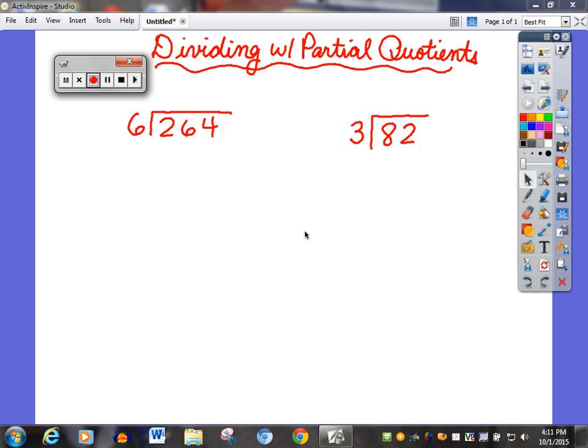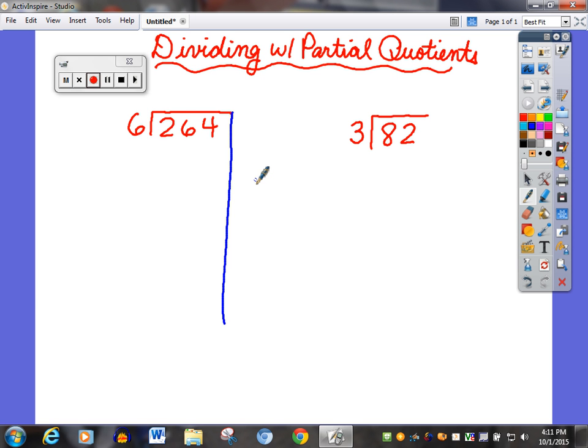This is a tutorial on dividing with partial quotients. I want to remind you that when we're doing this, make sure to draw your line straight down the side, and that way it kind of divides up your work with how you're solving it, okay?